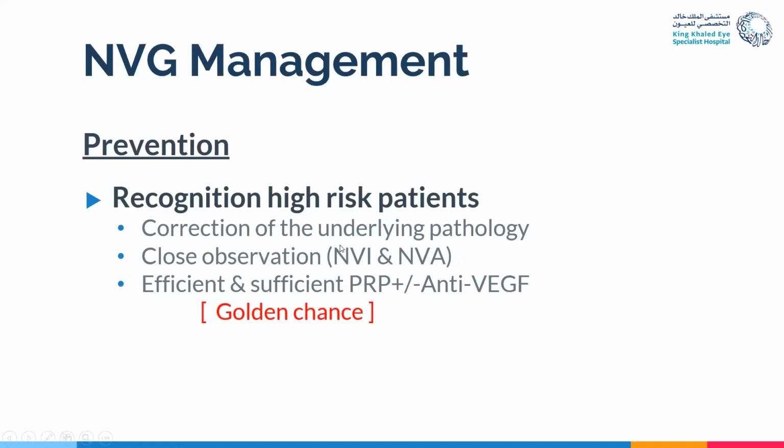And once there is NVI or signs of formation of intraocular neovascularization, we need to do the proper treatment, which is efficient and sufficient PRP, plus or minus anti-VEGF, depending on the situation. So this is the golden chance to abort the development of neovascular glaucoma. So, picking up the patient at risk.